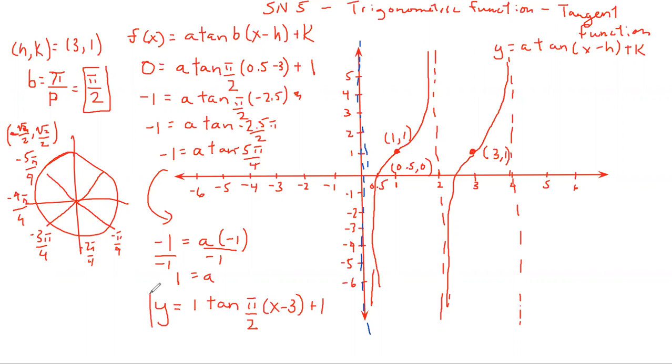And with that completes how we find the rule given a graph for a tan function. I hope this has helped you guys out.